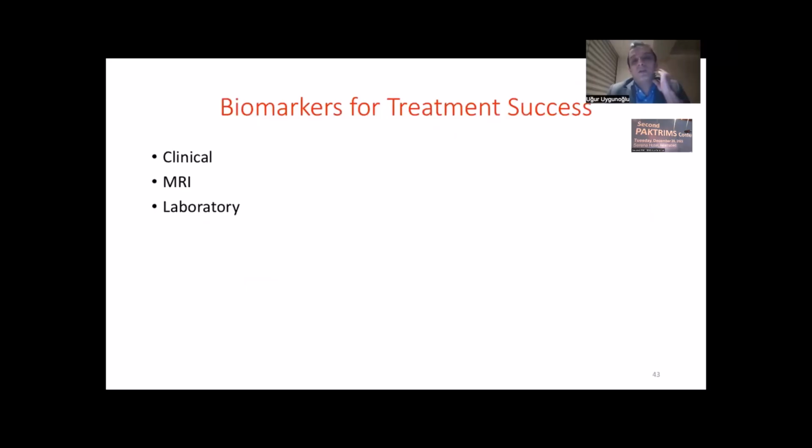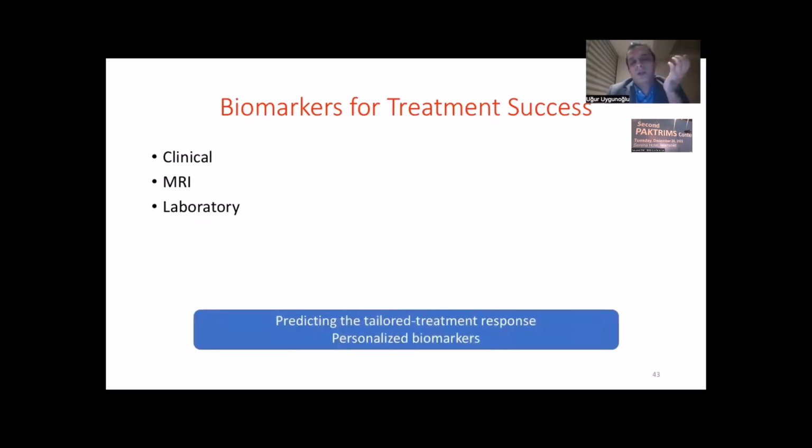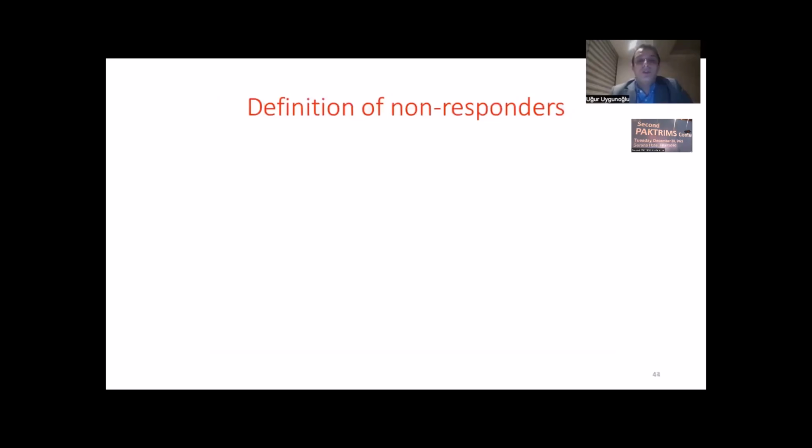So what are the biomarkers for treatment success? There are three types of biomarkers: clinical, MRI, and laboratory markers. However, we still cannot predict the tailored treatment response, and we cannot predict which patient will benefit from the drug in the long term. We need personalized biomarkers for the long-term treatments.